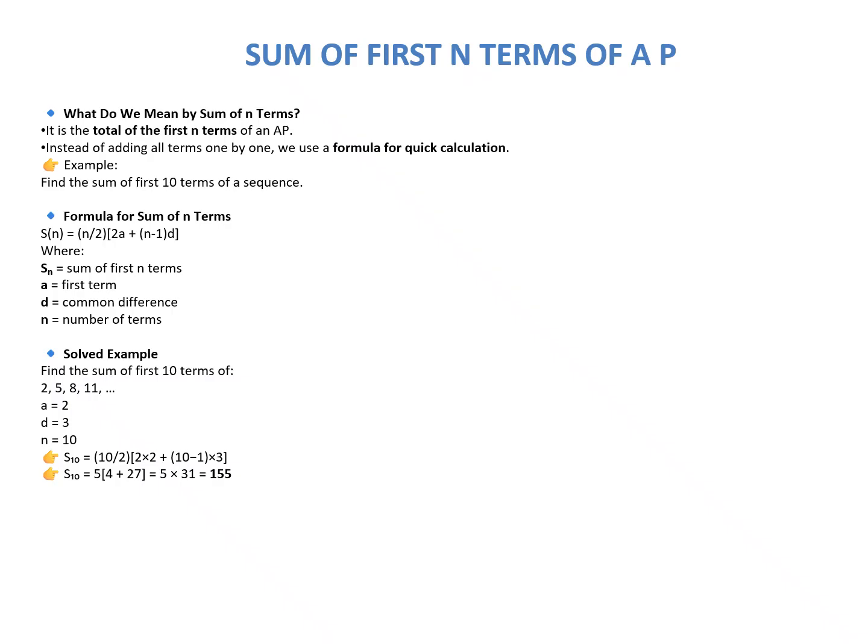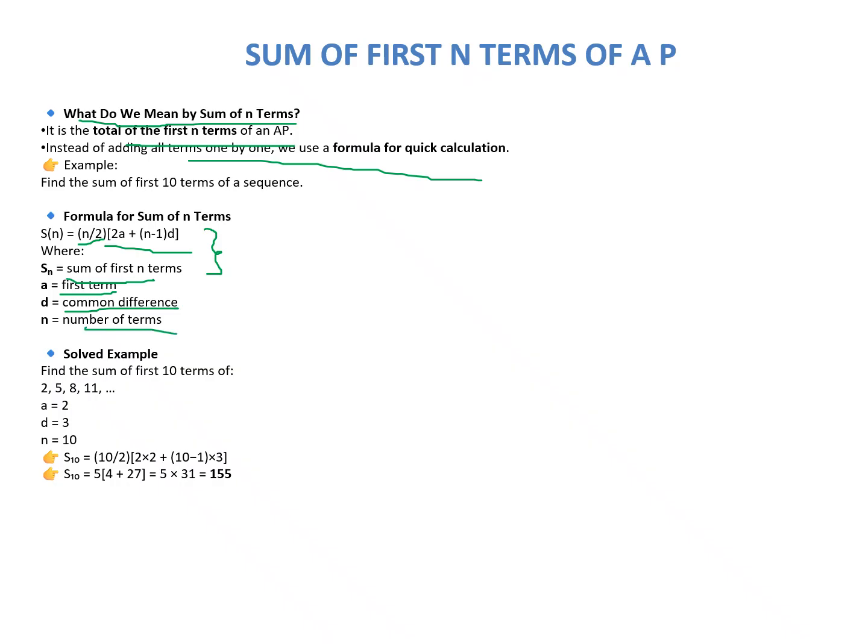First of all, what do we mean by the sum here? It is the total of the first n terms of the AP. So instead of adding all the terms one by one, we use the formula n by 2 multiplied by (2a plus (n minus 1)d). This is the formula to get the sum of n terms of the series, where Sn is the sum of the first n terms, a is the first term, d is the common difference, and n is the number of terms.